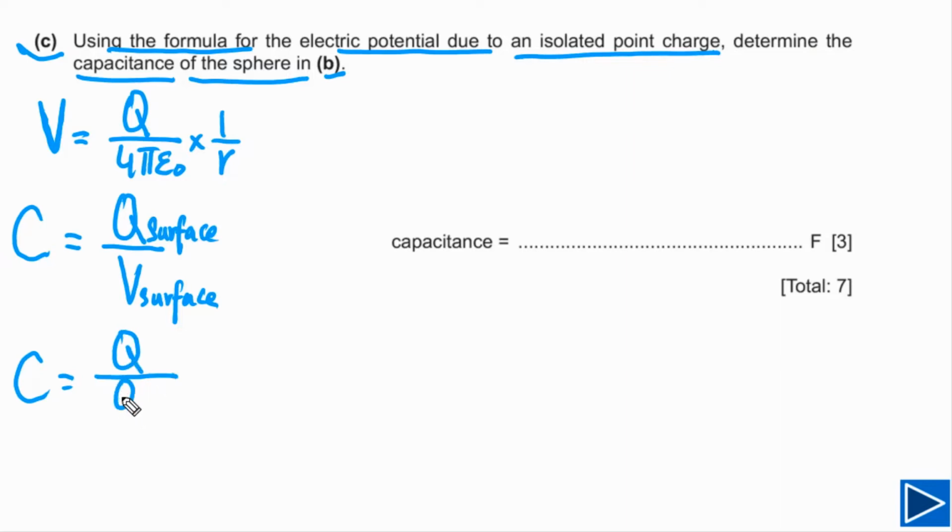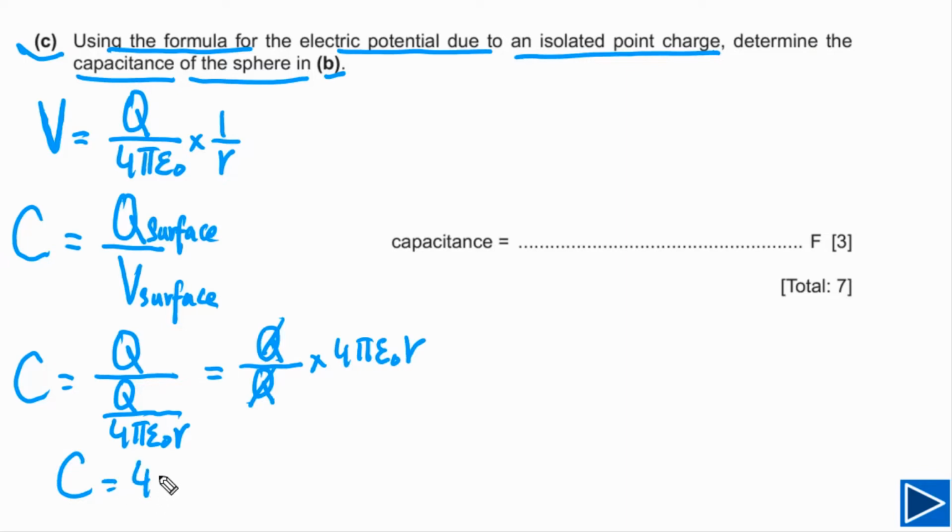V is equal to Q over 4 pi epsilon naught times R. So if we simplify this, we can say C is equal to Q over Q times 4 pi epsilon naught times R. So this Q we can cancel with this Q. So simply C is equal to 4 pi epsilon naught times R, and R is the radius of the sphere. So if the radius of the sphere is greater, it means the capacitance of the sphere is greater. Simply means the sphere can store more charge.